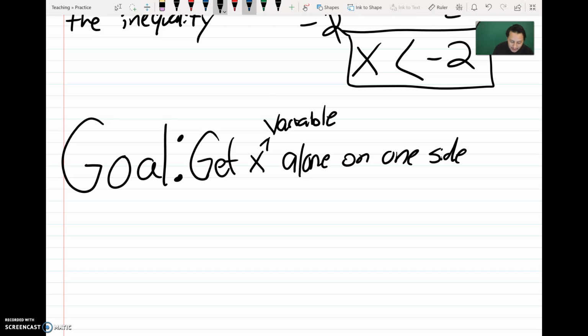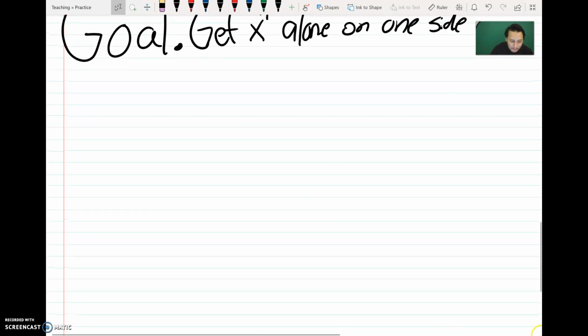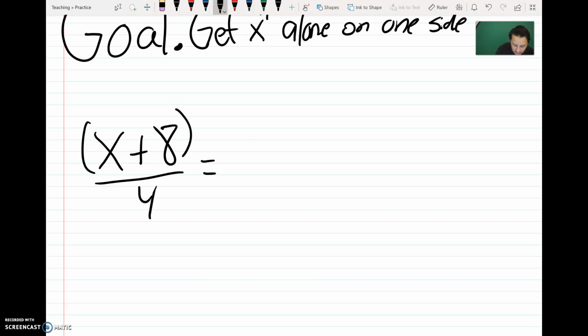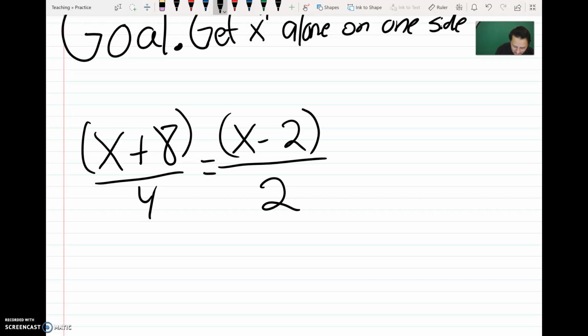Now then, let's go ahead and look at one. I want to go over the hardest one first, which is (x plus 8) divided by 4, these are in parentheses, equals (x minus 2) divided by 2.